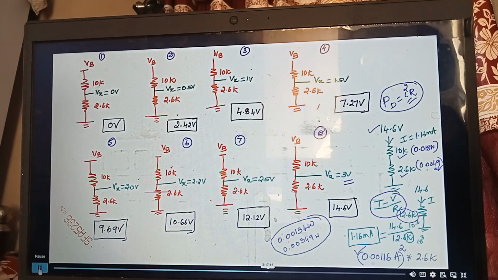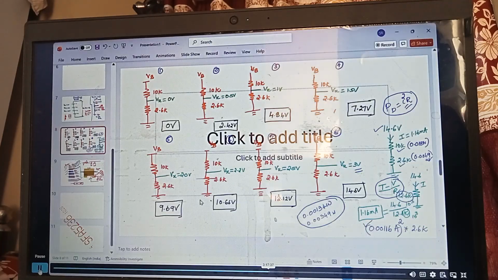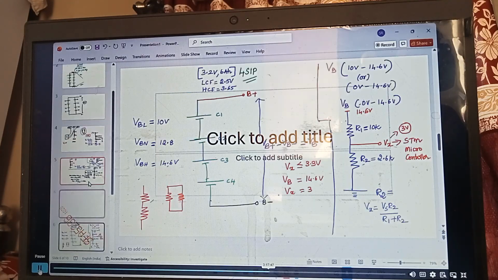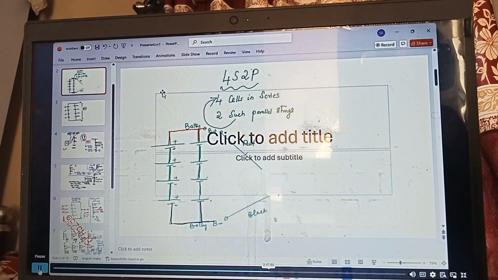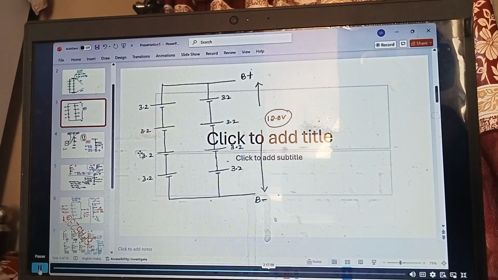Any questions in the voltage sensing? Any questions, any doubts, any disagreement, any argument, please let me know.